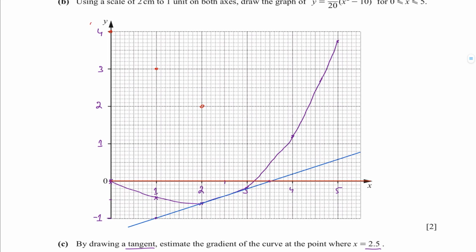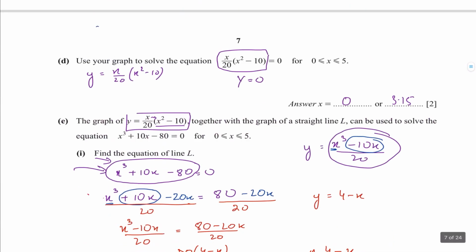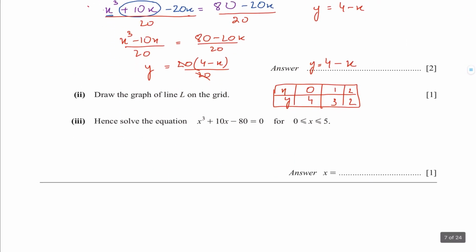I'm going to join these points with the help of a straight line. I'm going to extend it to make sure that it cuts the curve also, because I'm pretty sure the next part is going to ask me to find the point of intersection. Hence solve the equation x cubed plus 10x minus 80. If you are asked to solve after you've drawn a line, that means you're supposed to look for the point or points of intersection.